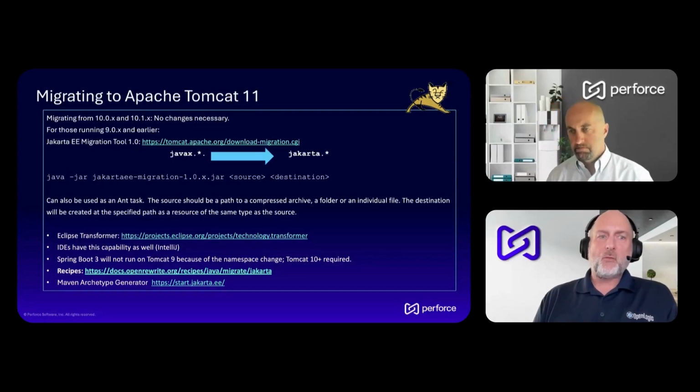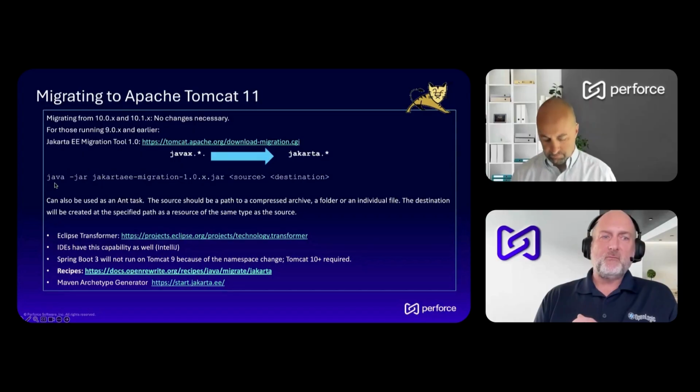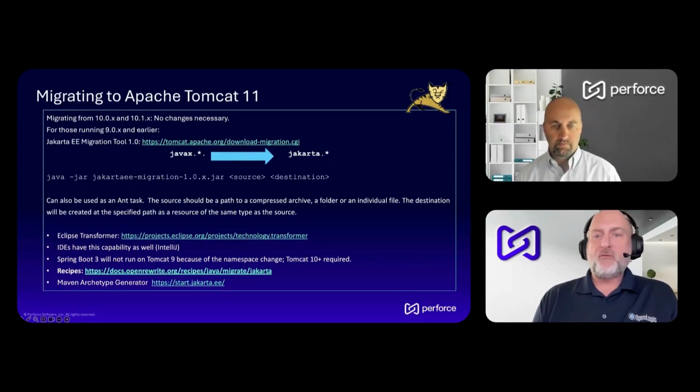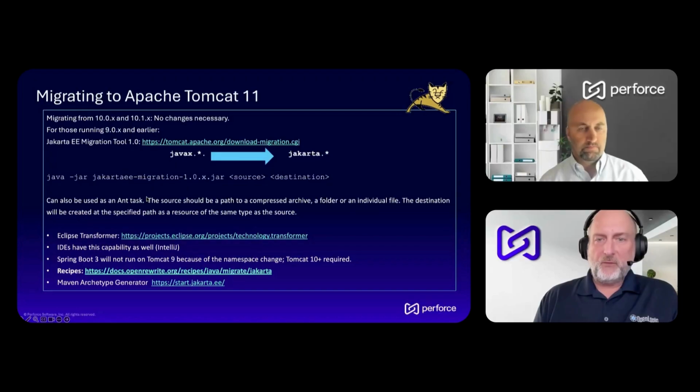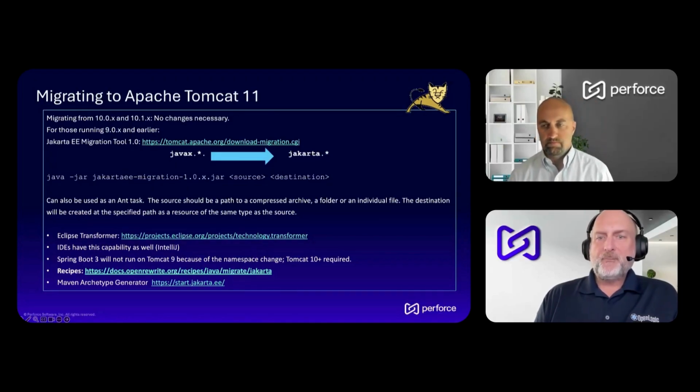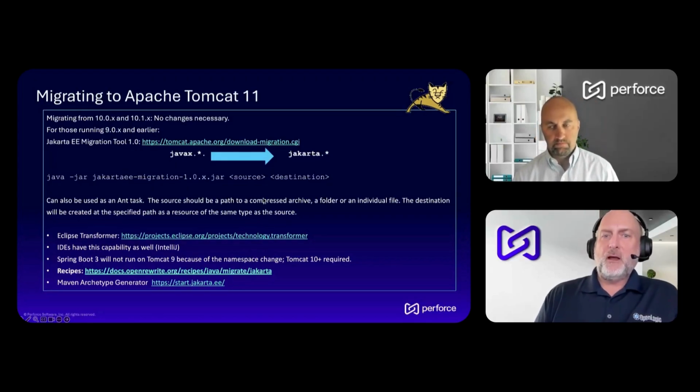The way that you would run that is just running Java and then passing in this downloadable jar file from the link that I provided above. Then you provide your source folder, and then you provide the destination folder where you want your result files to be. You could also use this as an Ant task if you really wanted to. The source should be a path to a compressed archive, a folder, or an individual file, and the destination will be created at the specified path as a resource of the same type as the source.